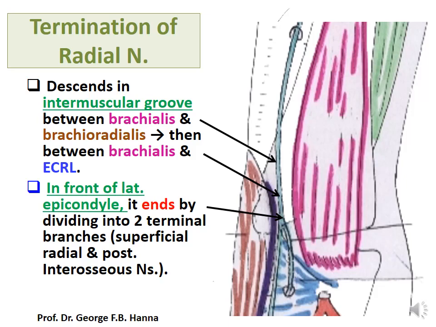May I ask you, from where does the anterior interosseous nerve arise? Oh, right, from the median nerve. I will drive your attention to this point. The radial nerve terminates in front of the lateral epicondyle. Remember that the ulnar nerve was passing posterior to the medial epicondyle and liable to be injured there.